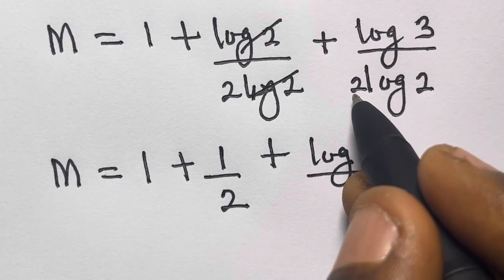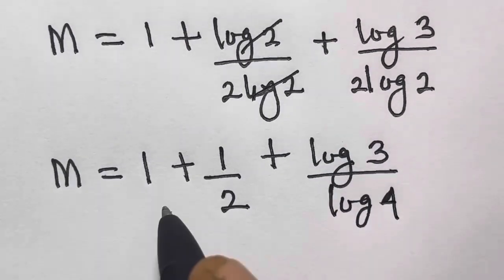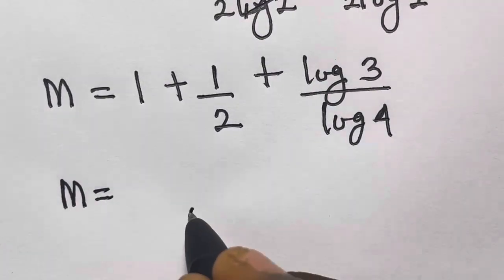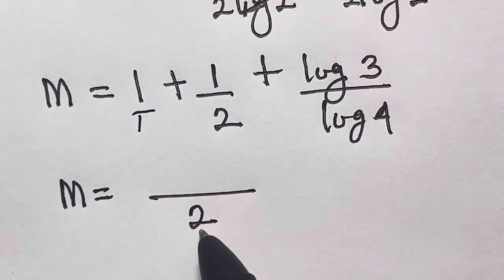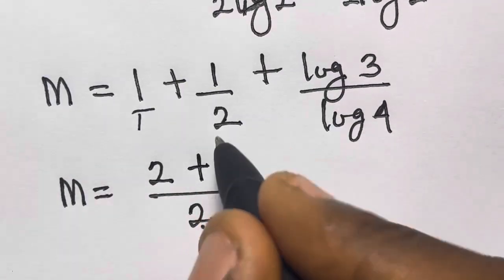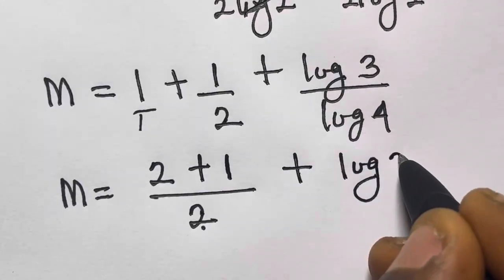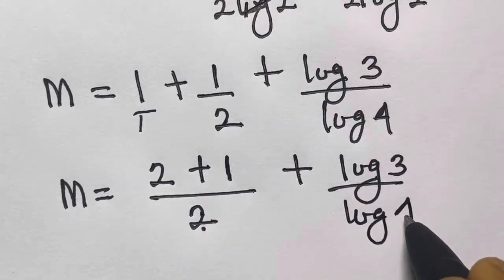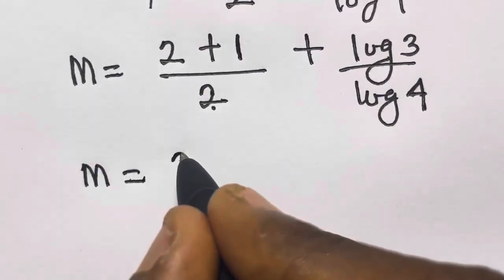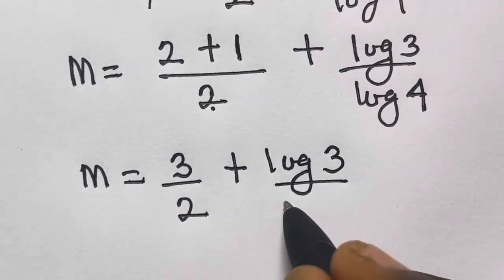So let's first take the fraction of this. We have m equals, the LCM is 2. So we have 1 in 2, that is 2, 2 times 1, we have 2, right? Plus 2 in 2, that is 1, 1 times 1, we have 1. So then we have plus log 3 divided by log 4. So now we have m equals 2 plus 1, that is 3 divided by 2, plus log 3 divided by log 4.